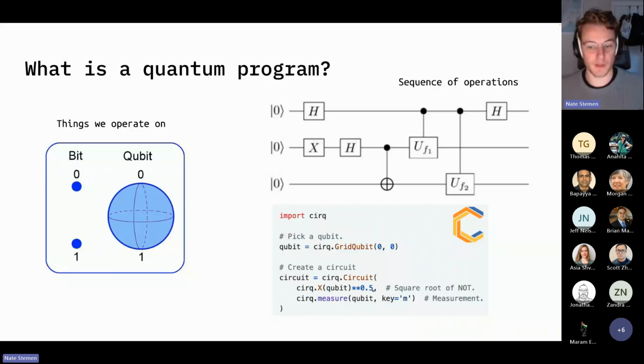And then in this example on the bottom, we're going to do an X gate, like I said, the NOT gate, but we're going to do the square root of it, right? So it's raised to the 0.5 power. So that's the square root of the X gate. And again, that's not something that you can do on a classical computer.